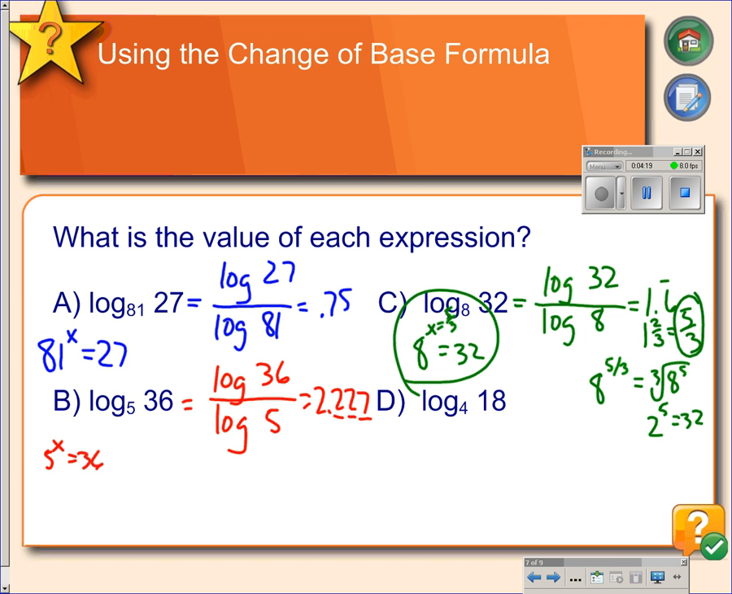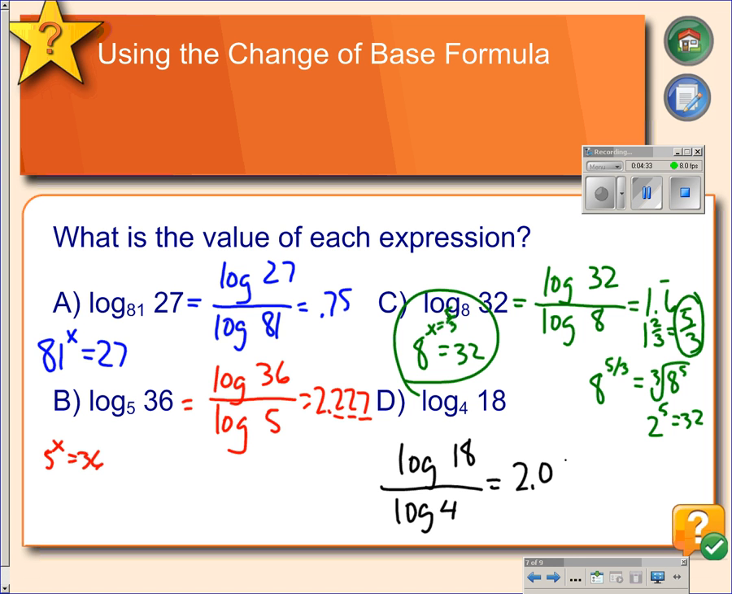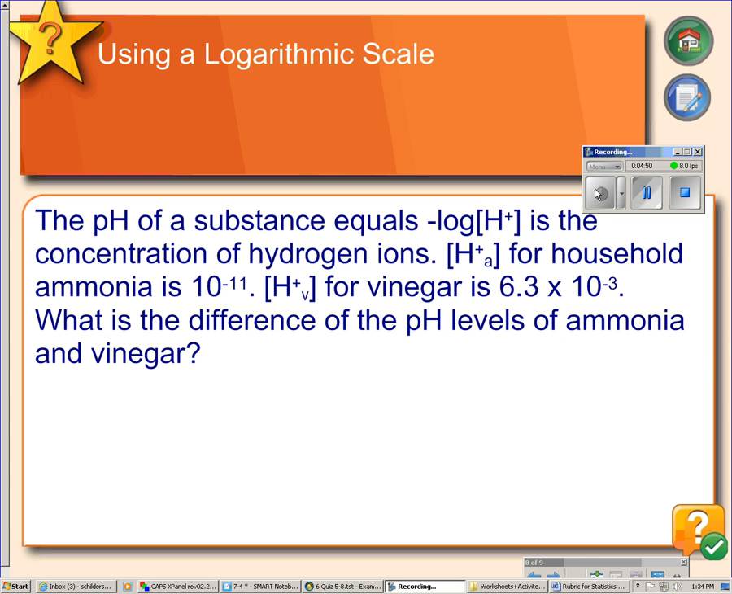Make sure when you're calculating these, if it comes out to a decimal number, that you carry it out to 3 decimal places. Okay, example D, we're going to do log of 18 divided by log of 4, which is 2.085. Again, make sure you carry it out to 3 decimal places. And then, of course, we could check this answer by doing 4 to the 2.085 power should come out to 18. You can check that in your calculator.